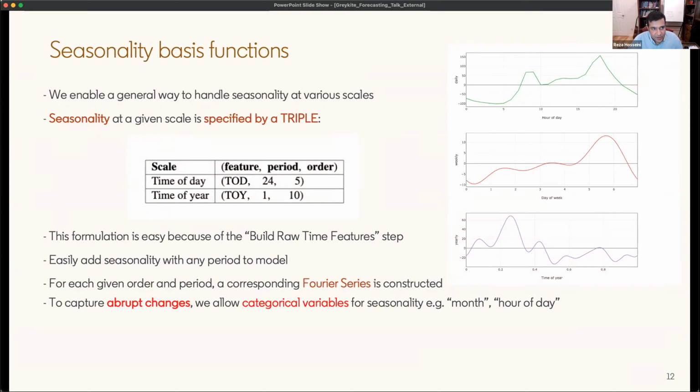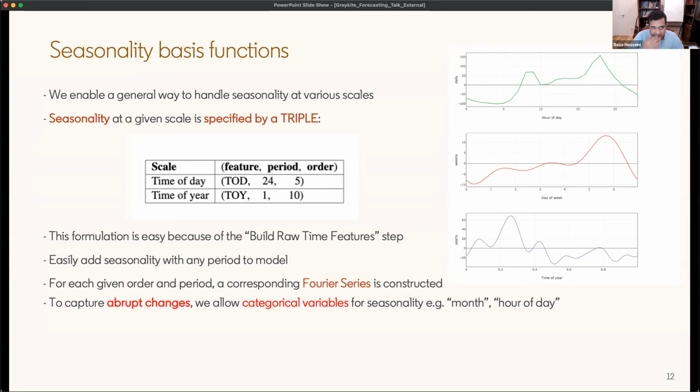And in this example, you can see that this is from bike sharing data in Washington, DC. And these are the model components. This is the daily pattern. This is the day of week effect. And this is the annual pattern. So these are coming out of the model in this example.